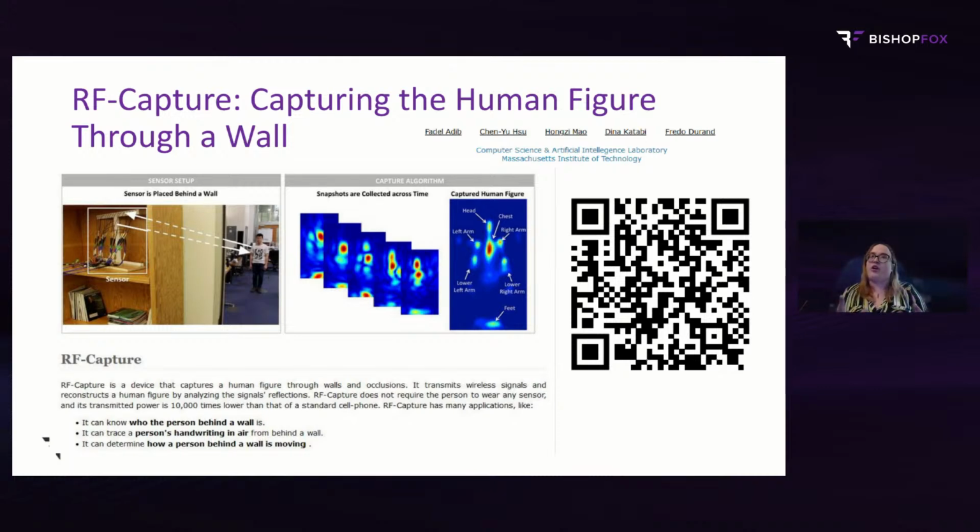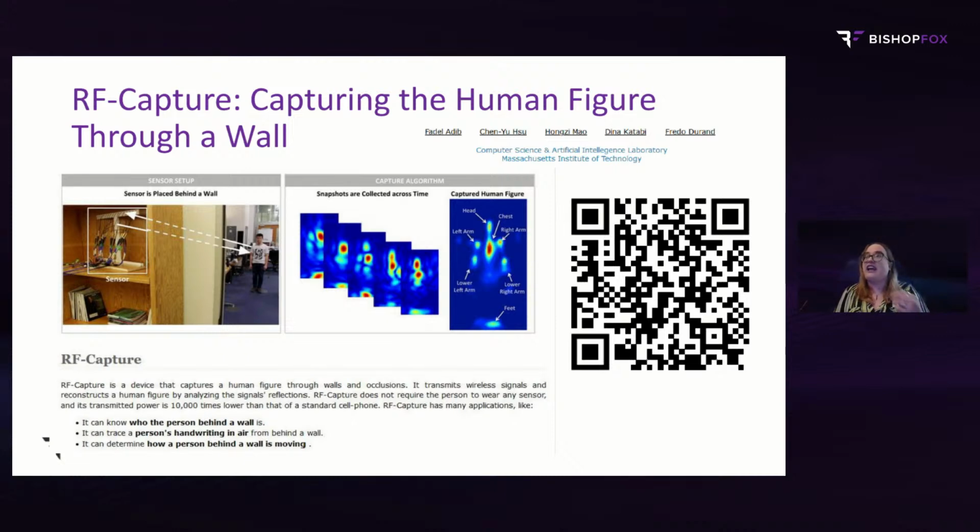So the first one we're talking about is this study that was done capturing the human figure through a wall. So in this image on the left, you have the actual built device using Wi-Fi to cast into the room next to it. And it provides this sort of heat map. Now, it's not very accurate. It looks like a human, right? But it doesn't look like a specific human. But it can know a person is behind the wall.